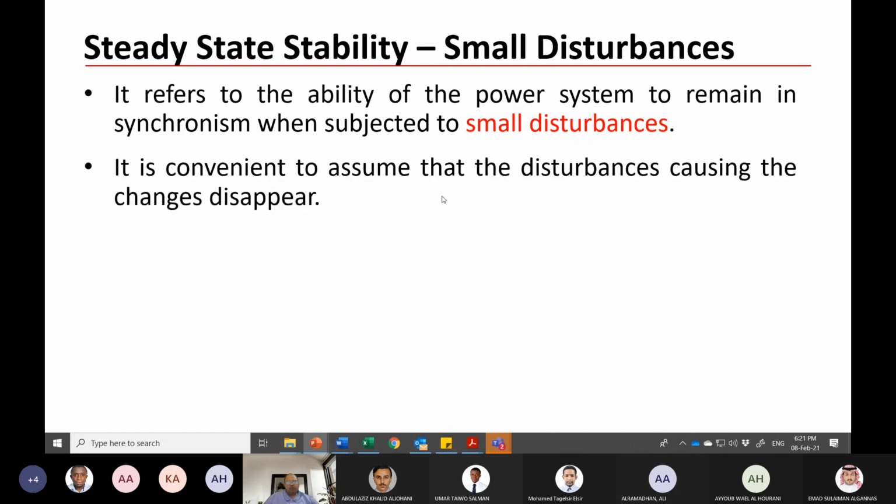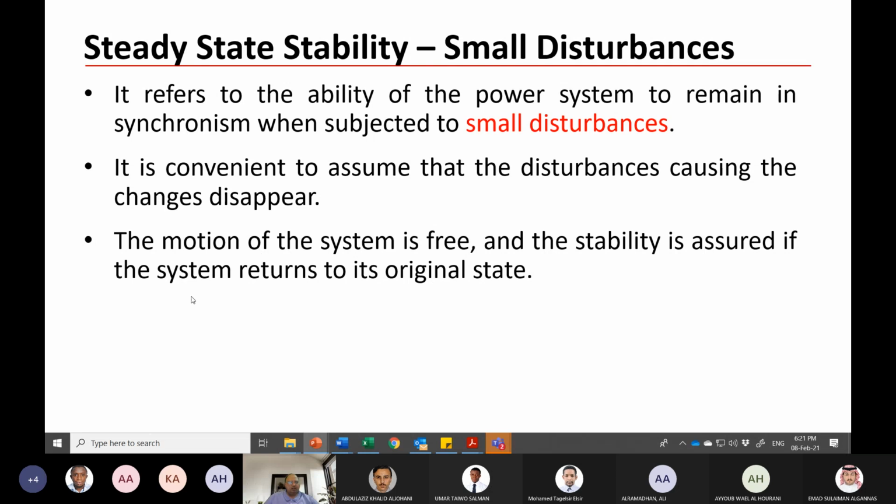It's convenient to assume that the disturbance causing the changes appears for some time and then disappears. Just a small disturbance happens and disappears. The motion of the system is free.